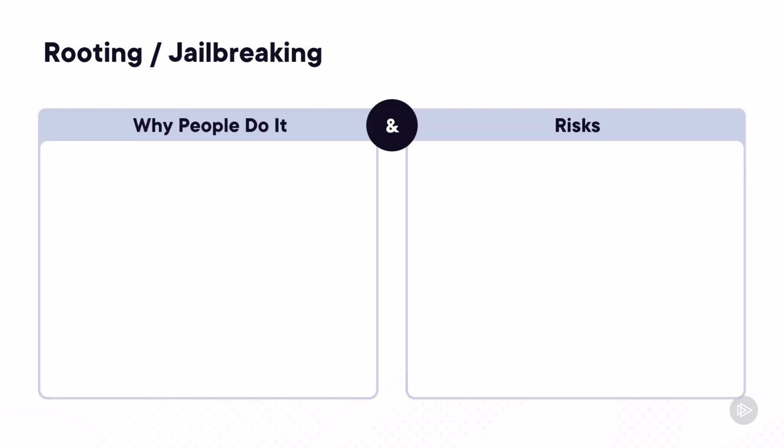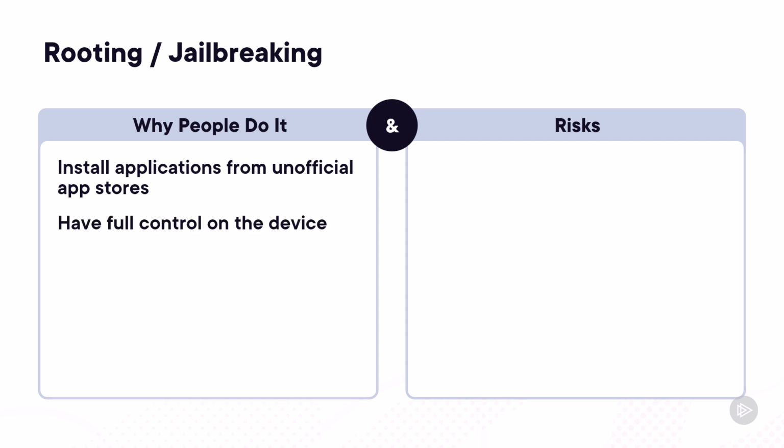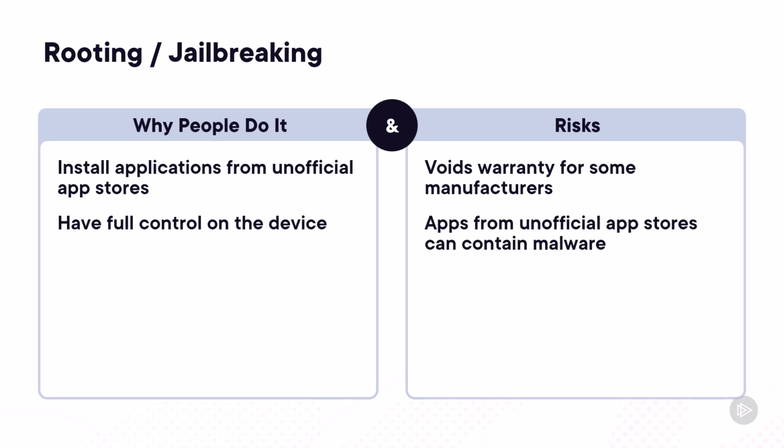Now you might be wondering, why do people do it? One of the big reasons is being able to install applications from unofficial app stores, and the other one is really to have full control of the device, whether it's for customization, performance optimizations, or just uninstalling some apps that came with the device. But there are some risks associated with doing it. First, it could void the warranty for some manufacturers, and from a security point of view, apps from unofficial app stores can contain malware.